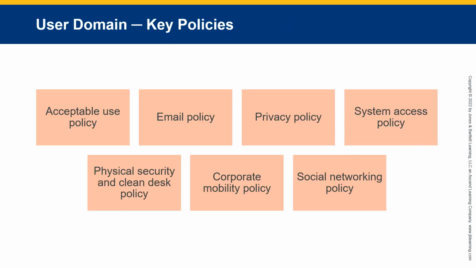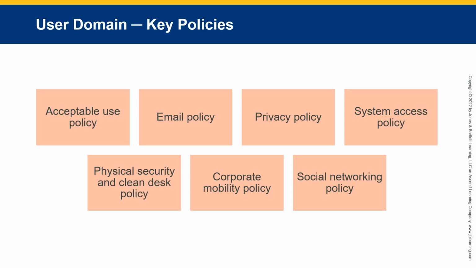User domain key policies. An end user must be familiar with several key policies before accessing company information. Some of the more important policies you should include in an awareness training program are, first, an acceptable use policy. An acceptable use policy, or AUP, establishes a broad set of rules for acceptable conduct when a user accesses information on company-owned devices. For example, this policy may set rules on what type of website browsing is permitted, or if personal emails over the internet are allowed.